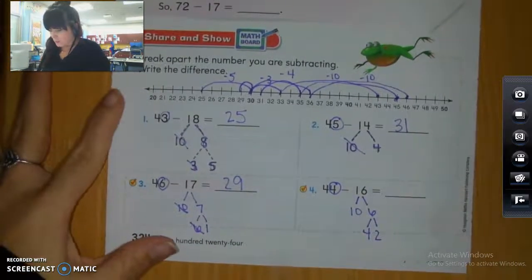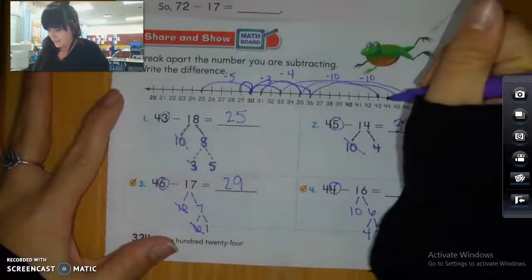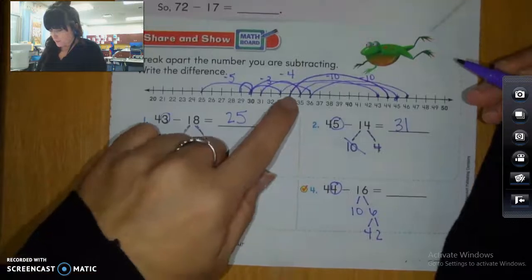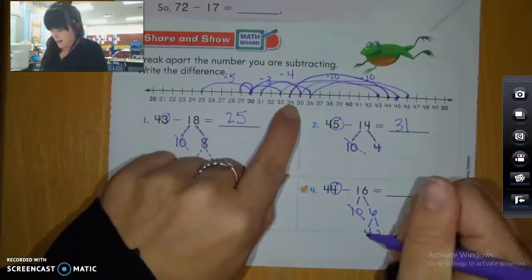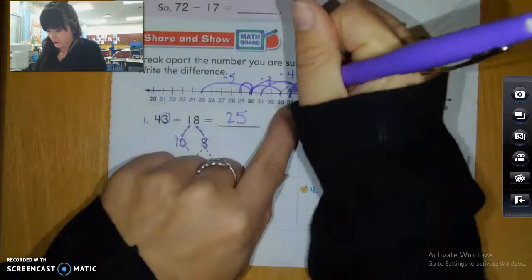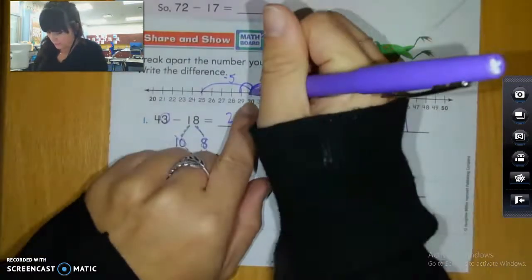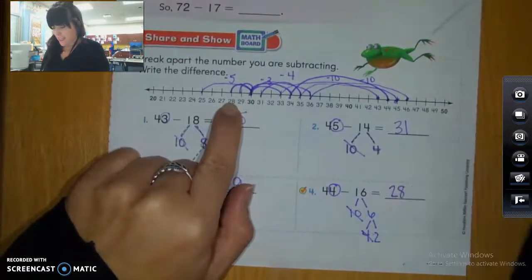Now I'm ready to subtract. So I'm going to put my dot on 44. Go back 10 to 34. So I'm at 34. Now I'm going to take away 4, and I know that will get me to my next even 10, which is 30, and then take away 2 more. So my answer is 28.